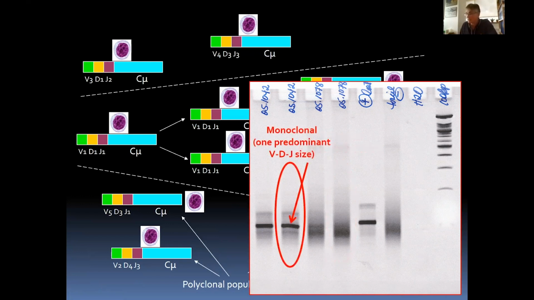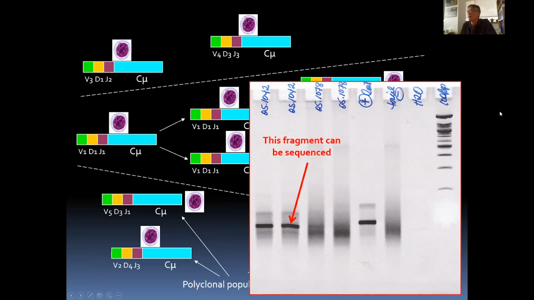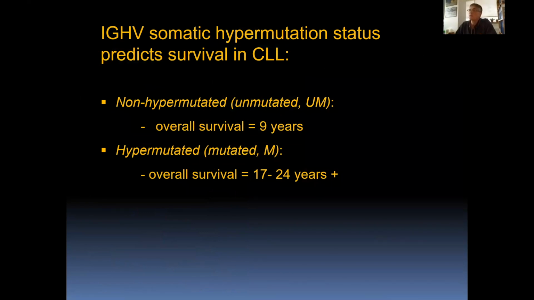However, if we look at this example here, we can still see the background smear, the polyclonal population that's present in the blood. However, we do have one predominant band or one predominant VDJ size, and this is actually the VDJ recombination of the clonal population. So now, since we have a band, we have a predominant population, we can directly sequence this fragment in order to determine what is the V sequence of this clonal population. All one needs to do is Sanger sequencing and determine the sequence of the V region.